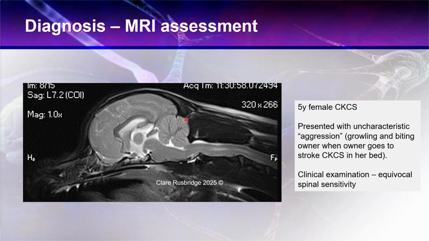So this is the cerebellar herniation, I should point out. This is the back of the skull, and this is the cerebellum that is popped out the back of the skull. This is the ligament that's between the back of the skull, the supraoccipital bone, and C1, and this is the spinal cord. So this is actually the dog that we saw the picture of, that was presented with this so-called aggression, growling and biting when the owner went to stroke her head.